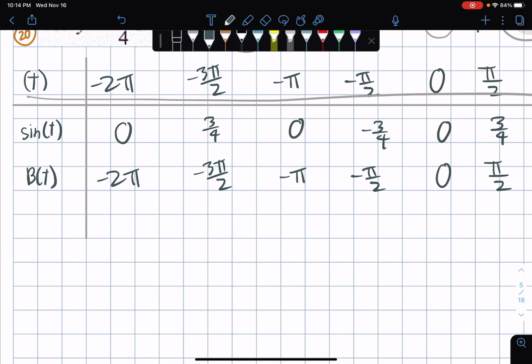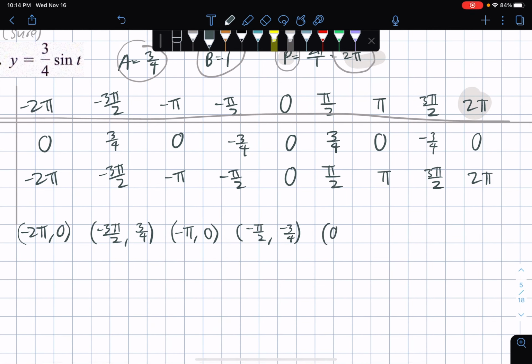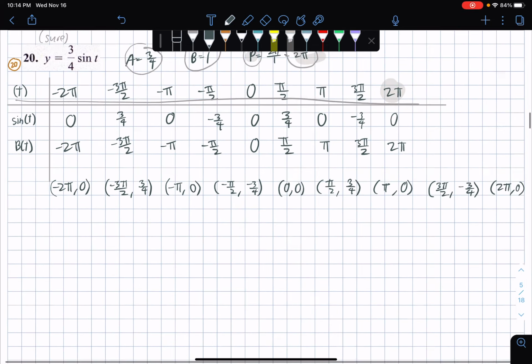So let's make the coordinates now. Negative 2 pi, 0. Negative 3 pi over 2, 3/4. Negative pi, 0. Negative pi over 2, negative 3 over 4. 0, 0. Pi over 2, 3 over 4. Pi, and 0. 3 pi over 2, and negative 3 over 4. 2 pi, and 0.